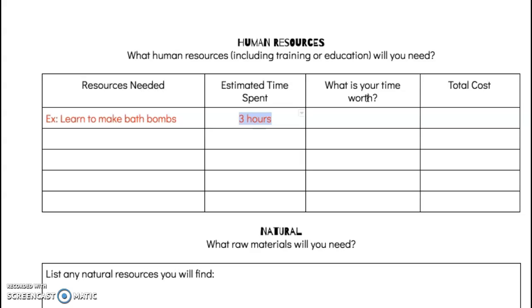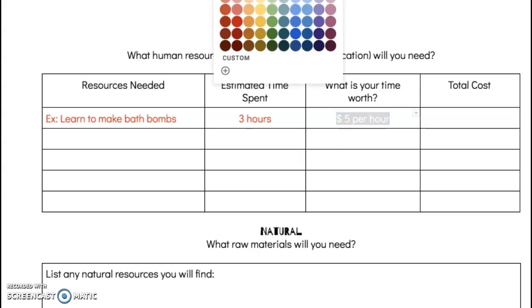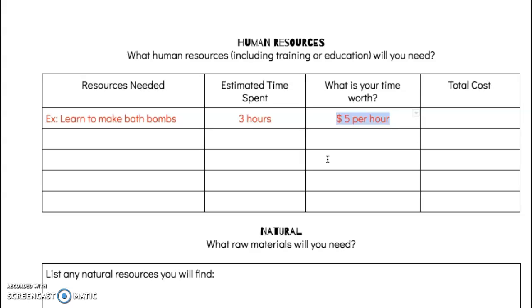So you might say your time is worth more or worth less. To me, I'm just going to say an average price per hour would probably be about $5 per hour. So I'm saying my time that I'm spending to do this is worth $5 per hour. So $5 per hour times my 3 hours, my total cost of human resources would be $15.